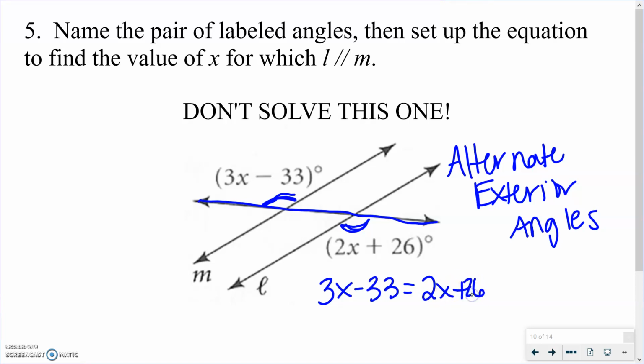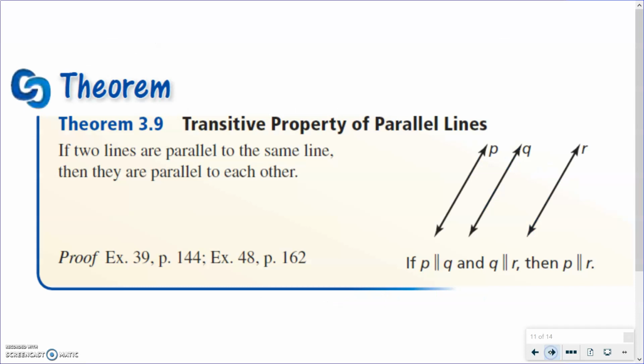You can solve that if you would like, but we're not going to solve that today, just in respect for time to keep going. But again, alternate exterior angles need to be congruent to make L and M parallel lines. Okay, our last property we're going to talk about today is the transitive property of parallel lines.